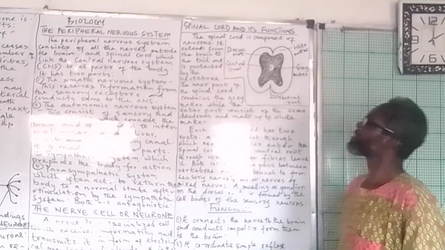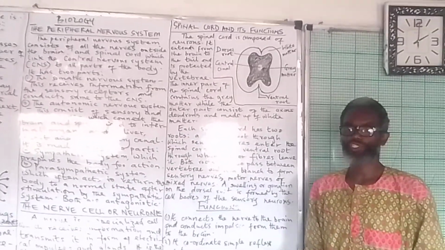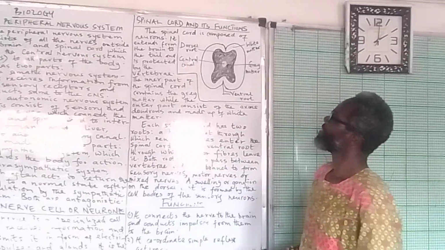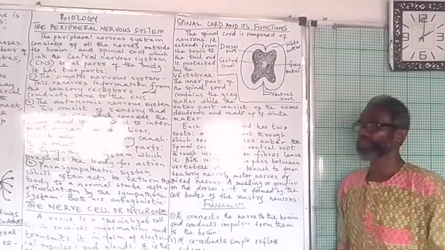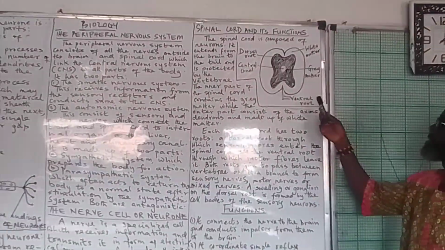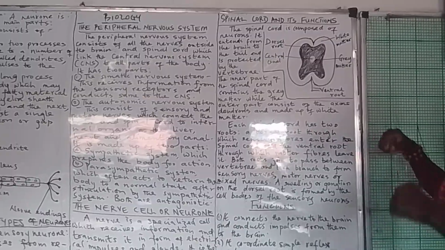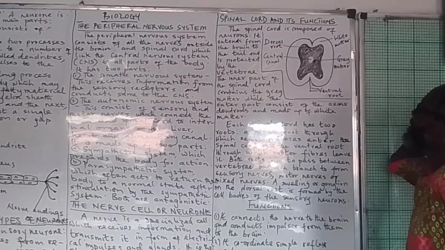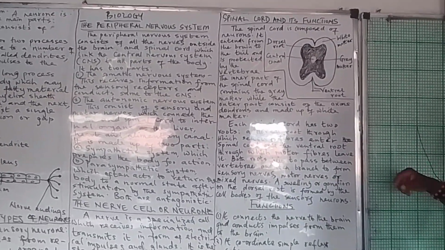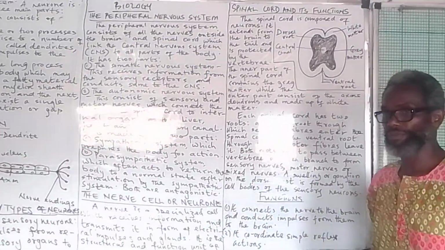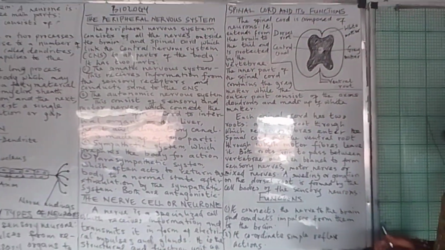The spinal cord and its function. The spinal cord is composed of neurons, as you can see. It extends from the brain to the tail, from our brain to our tail, and is protected by the vertebral column, which is called the backbone.